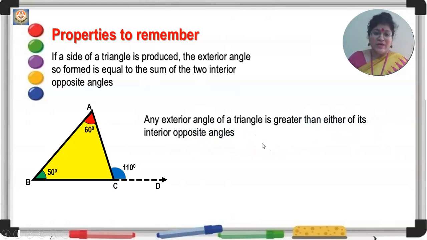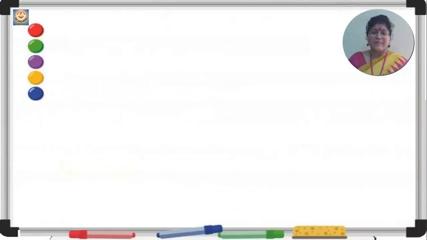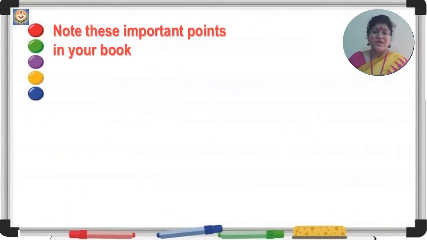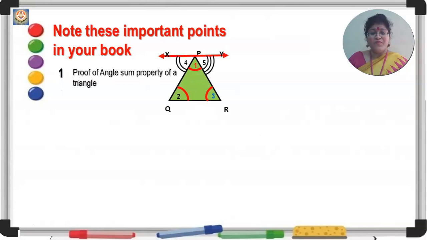So students, here in this video lesson, we have done a very important theorem. We've learned what exterior angles are, how to identify exterior angles, and certain properties based on them. Now, I want you to make a note of this in your notebook. First, you're going to write down the proof of the theorem that we just did. That is the angle sum property of a triangle. Don't forget to draw the diagram. Write down the proof of this theorem. This is very important. You will mention this in your notebook.